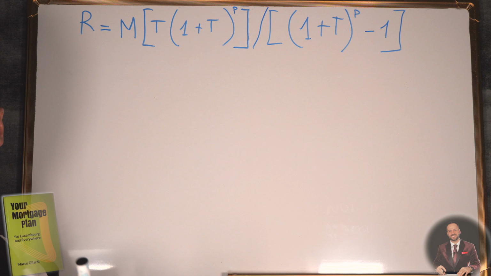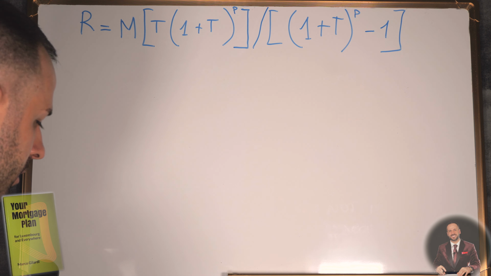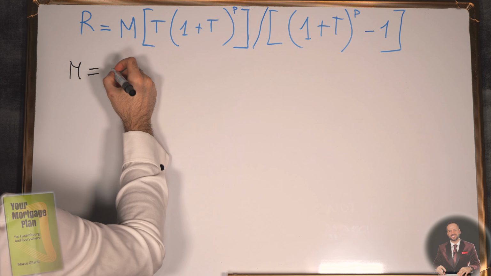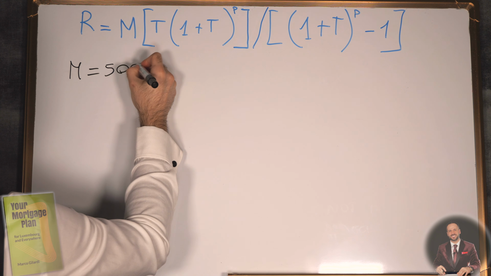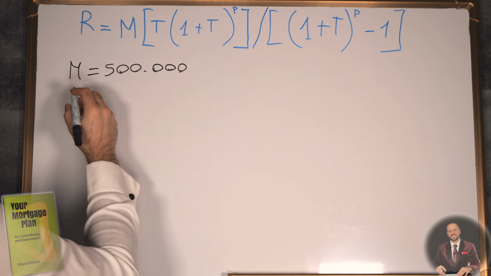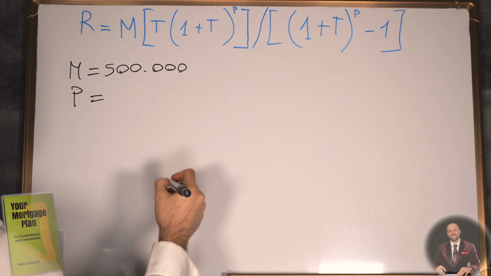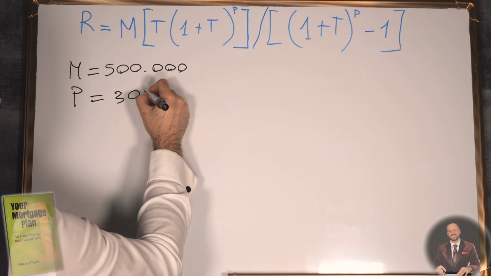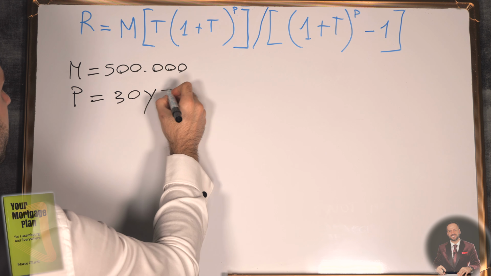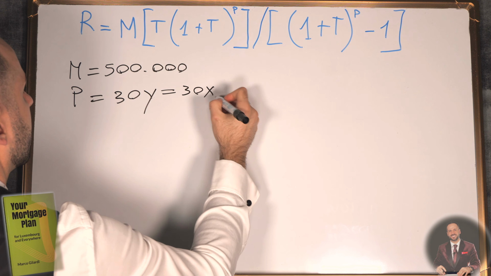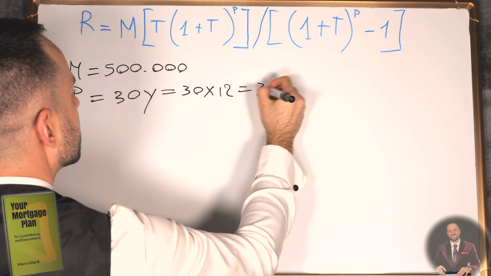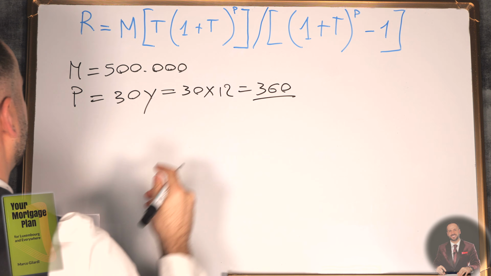So to calculate this formula, we will need three values, which are the mortgage values, which we decide to be 500,000, can be euro, dollar, whatever we want. The period is 30 years. But here in the formula we need to convert it into months, so it will be 30 times 12 months in a year, which means 360. This value we are going to put there.